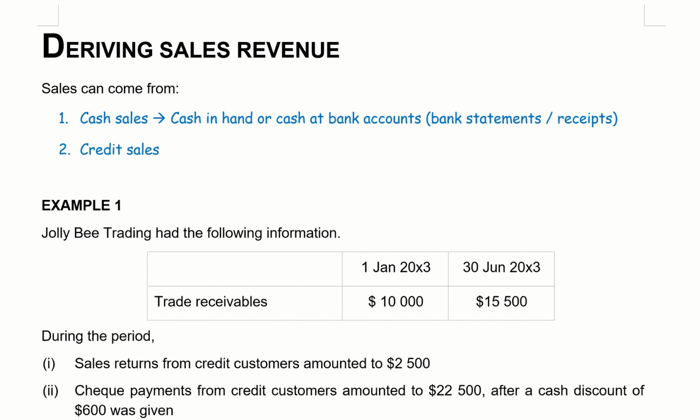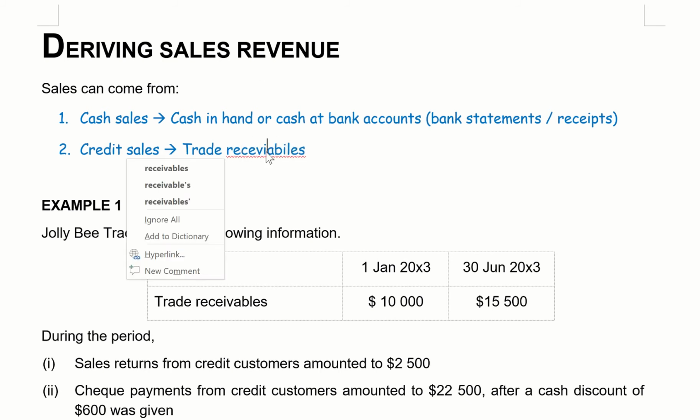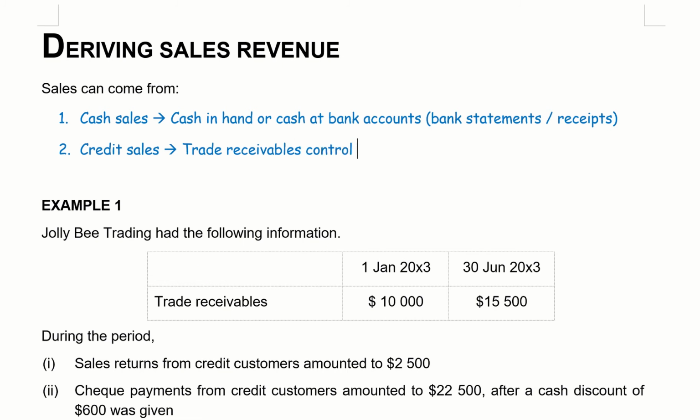Now credit sales can be quite challenging. So where do we derive this number from? Now credit sales, basically what happens is that you sell your goods to your customer. Your customer hasn't paid you yet. So when you sell your goods to your customer and your customer hasn't paid you, what account is that? Yep, you are right. It is the trade receivables. Alright, it's the trade receivables control account. So when we need to find out credit sales, typically we will prepare the trade receivables control account.